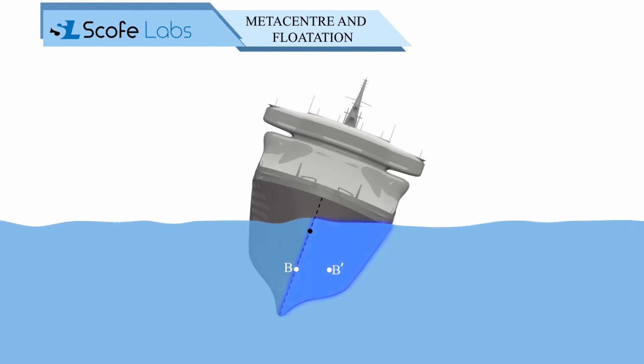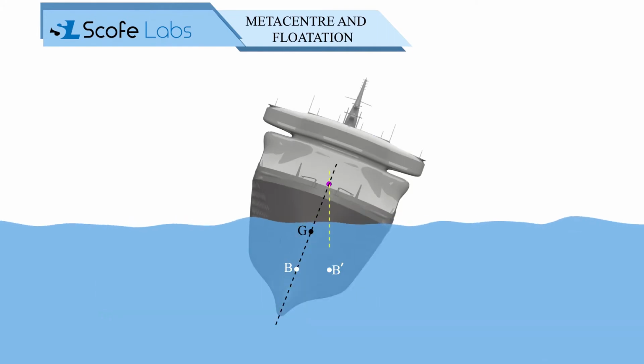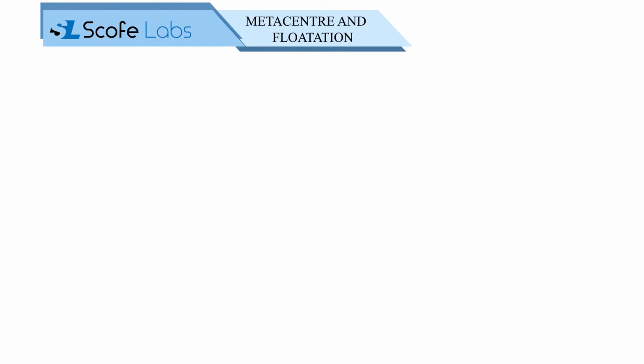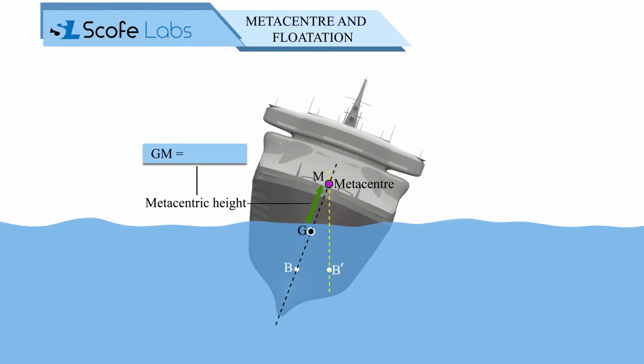Due to the larger volume of water, more force is applied, resulting in the formation of a couple. The point of intersection of the vertical line through the new center of buoyancy, B', and the center line BG is termed the metacenter of the body. The distance between the metacenter point and the center of gravity is known as the metacentric height. We can also write the metacentric height as GM equals BM minus BG.